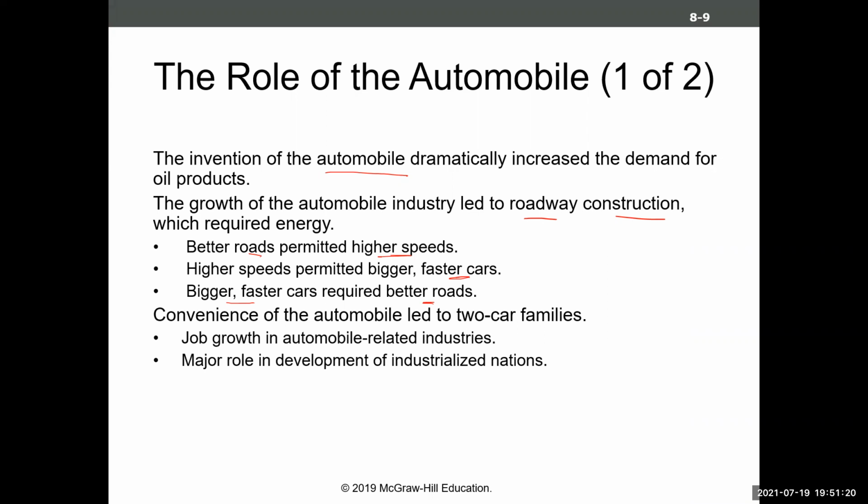And so the evolution of these cars and these vehicles leads to more and more energy use. And that's something we kind of don't think about on a daily basis. And this kind of goes back to the idea of ecological footprints and evaluating that.